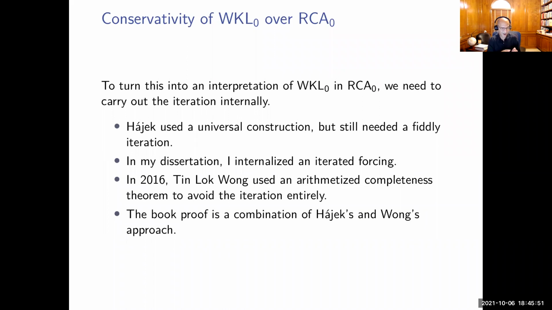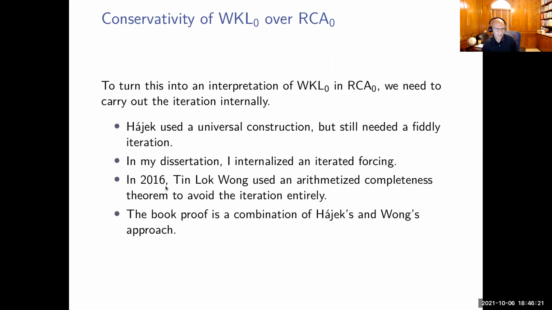But if you want to get paths through all the trees in the model, then you have to iterate and keep going. And if you want to turn this into a translation of WKL naught into RCA naught, you need to carry out the iteration internally. So Hayek's construction used a universal construction, but he still needed a fiddly iteration. In my dissertation, I internalized the forcing argument and used an iterated forcing argument.